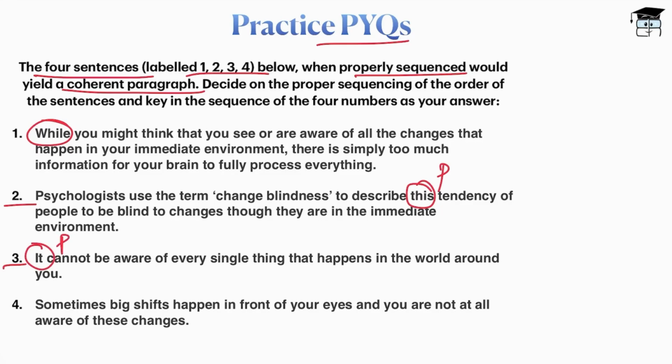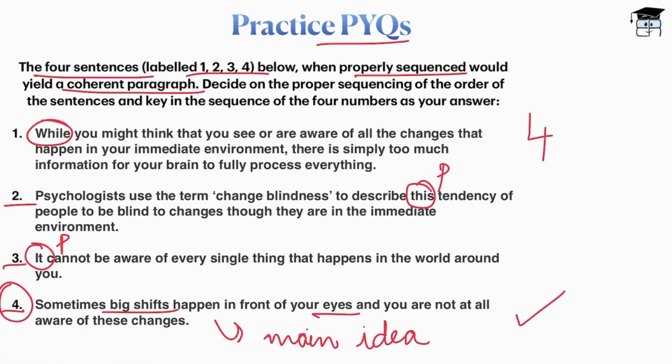I don't know what it is, so this will not start the paragraph. Fourth sentence. Sometimes big shifts happen in front of your eyes and you're not at all aware of these changes. Now, I see a keyword here, we're talking about big shifts and something with the eyes. Now, I somehow am getting the main idea of the paragraph. That means that this fourth sentence might start my paragraph, right? So that means 4 will come first.